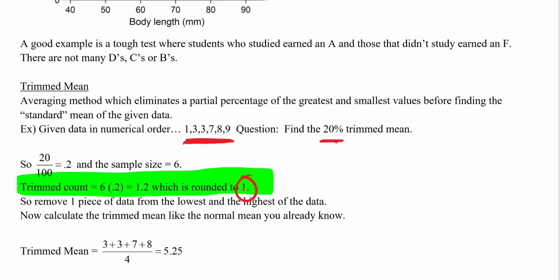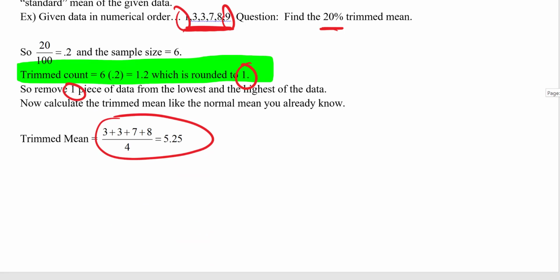So what I'm going to do is take that 1 and remove 1 piece of data from the lowest and highest of the data, and then I'm going to calculate the mean like I do already. So I'm going to eliminate this 1 here, and I'm going to eliminate the 9 here, and I literally just have 3, 3, 7, and 8 left over. And so I find the mean of that: 3 plus 3 plus 7 plus 8 divided by 4, and my 20% trimmed mean is 5.25. Okay? It's pretty easy.